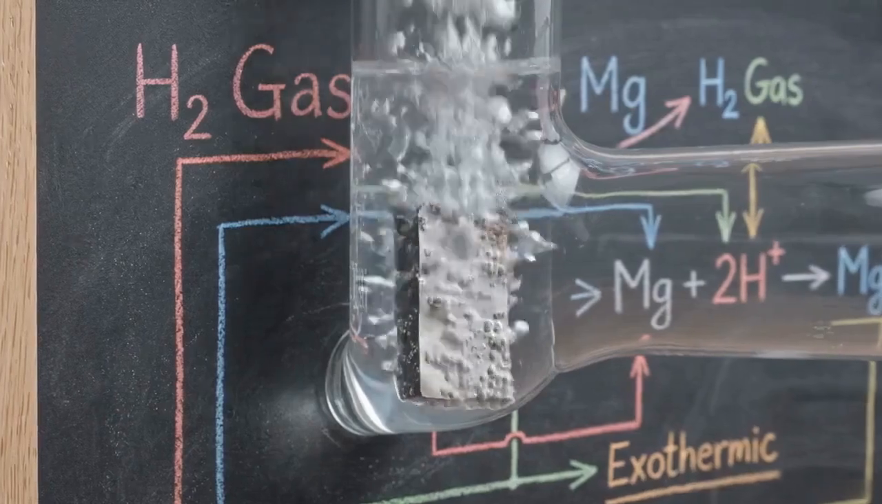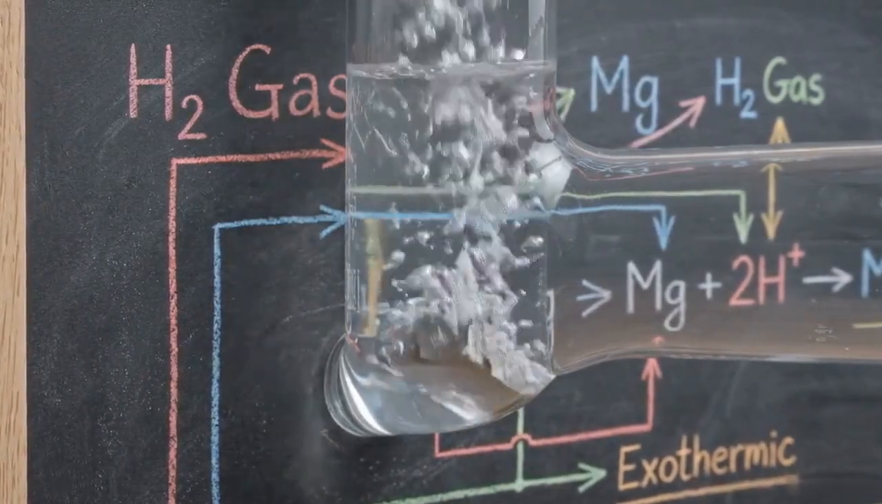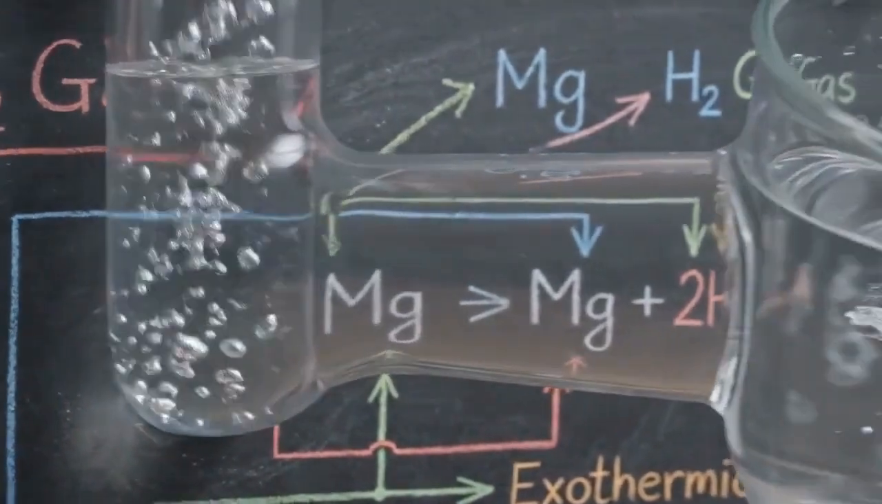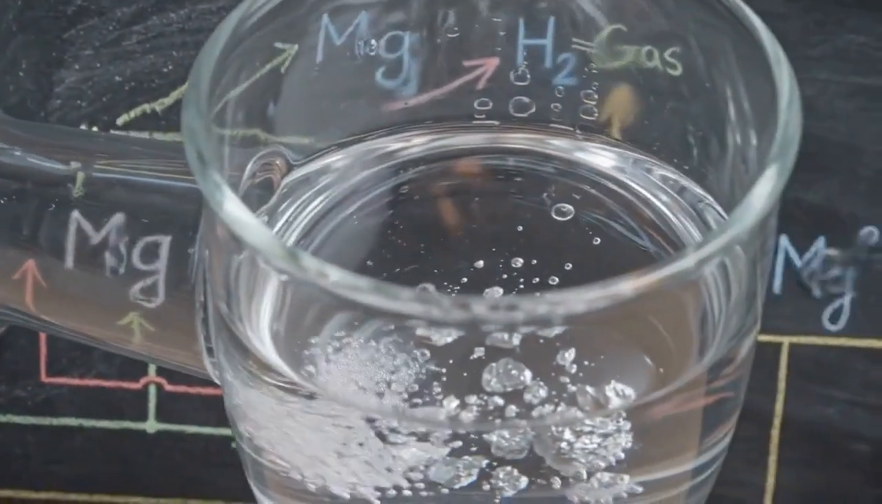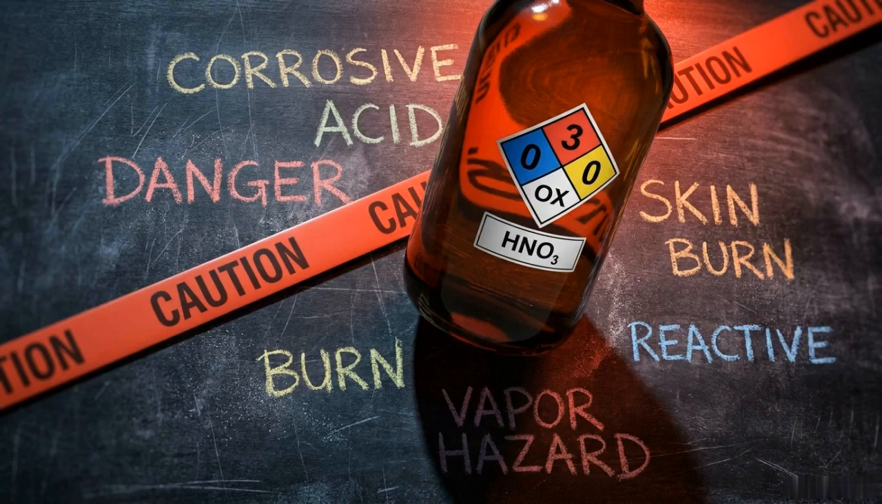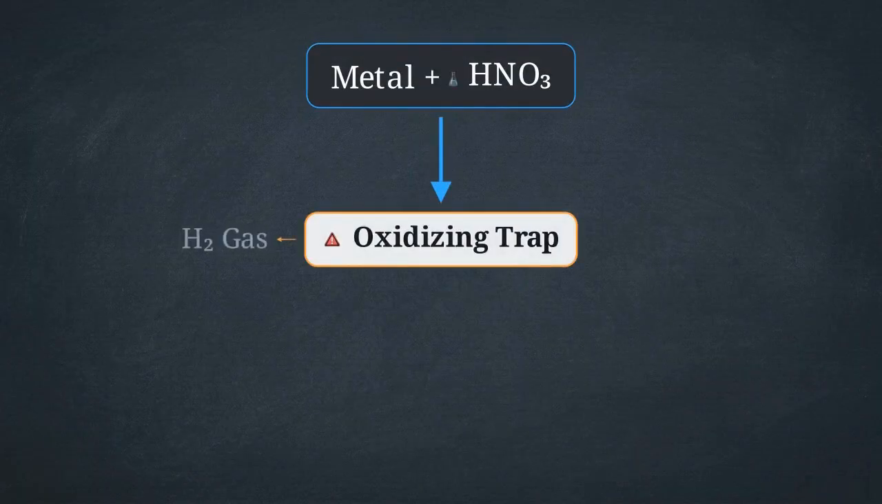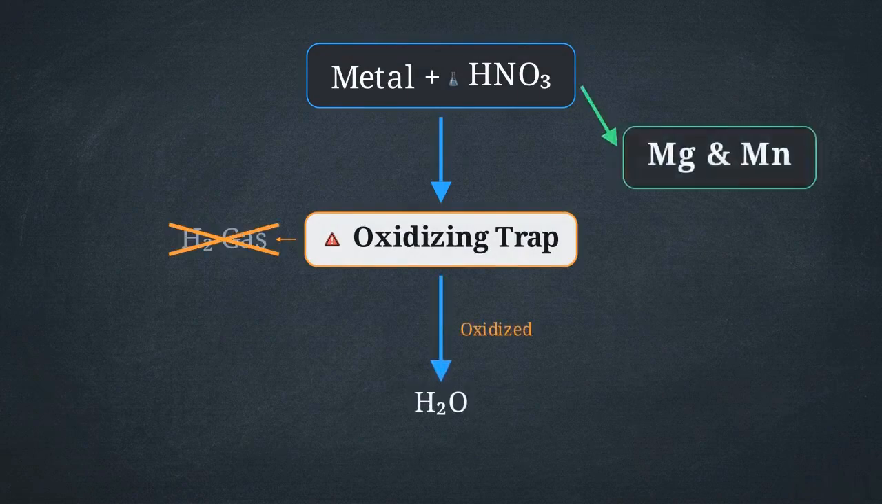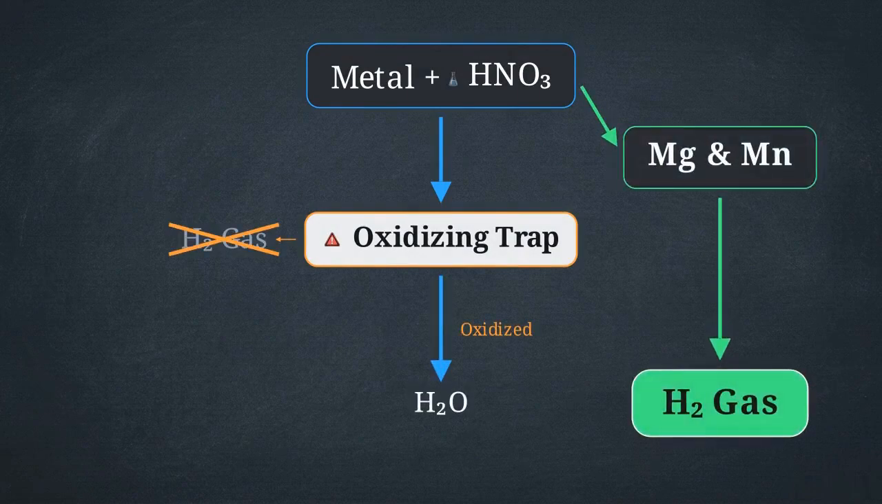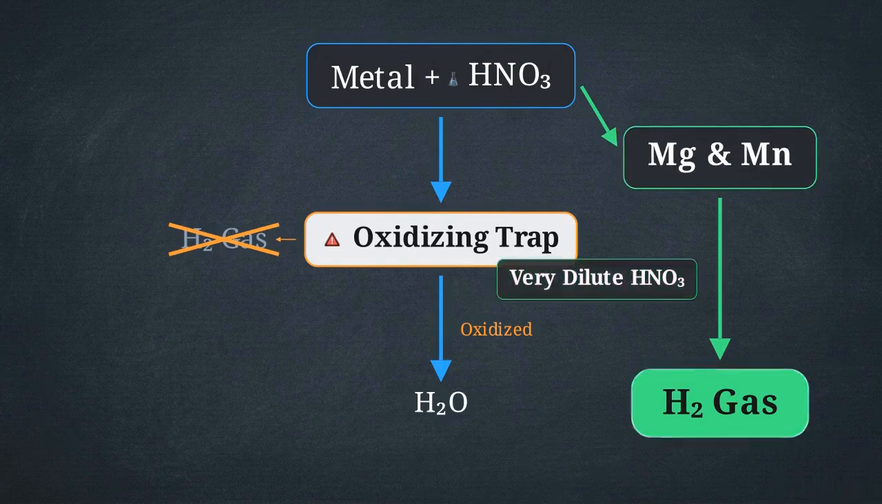The next layer of stratification is the acid trial. When a metal reacts with dilute acid, it produces a salt and evolves hydrogen gas. However, there is a common hurdle in chemical analysis: nitric acid. It is a strong oxidizing agent. When most metals react with it, the evolved hydrogen is immediately oxidized into water. As you can see in this chemical flowchart, there are exactly two exceptions that bypass this trap to successfully evolve hydrogen gas: magnesium and manganese, but only when reacting with very dilute nitric acid.